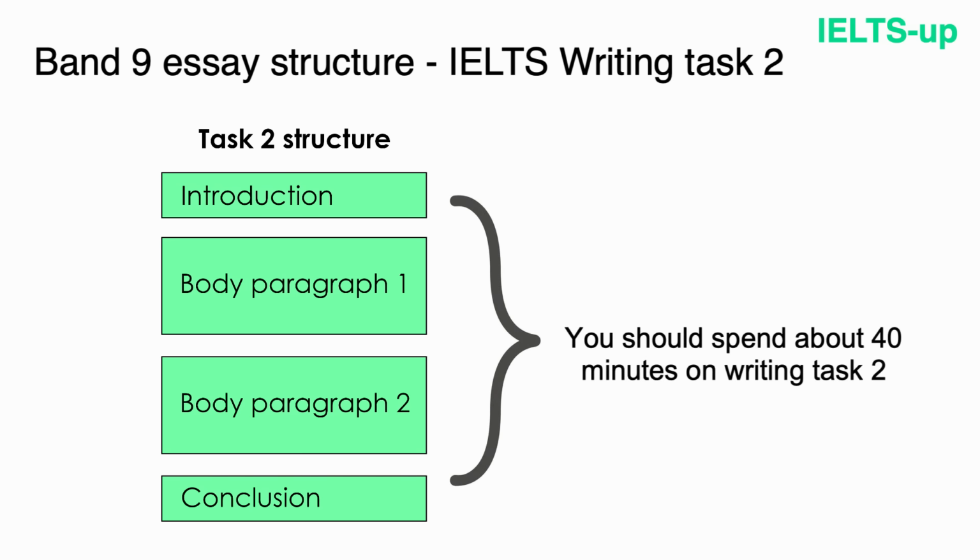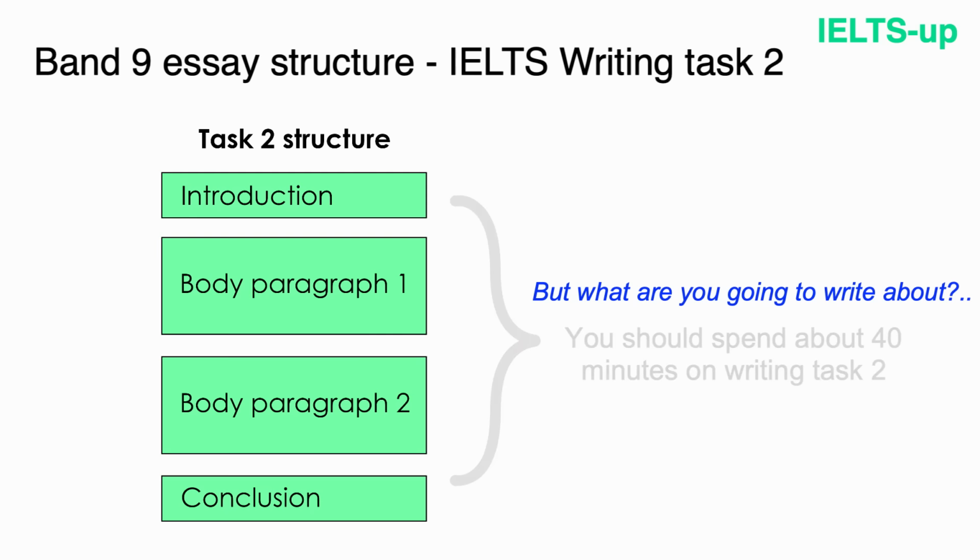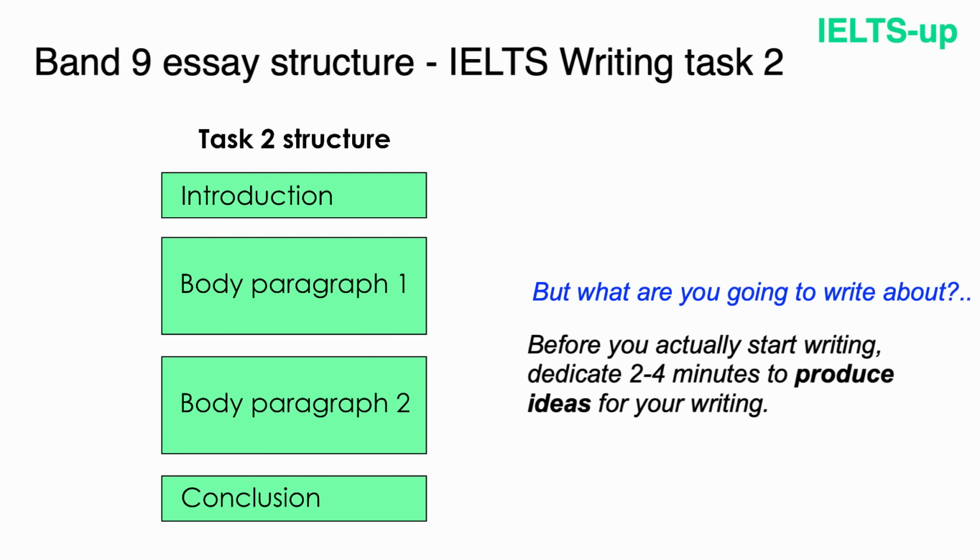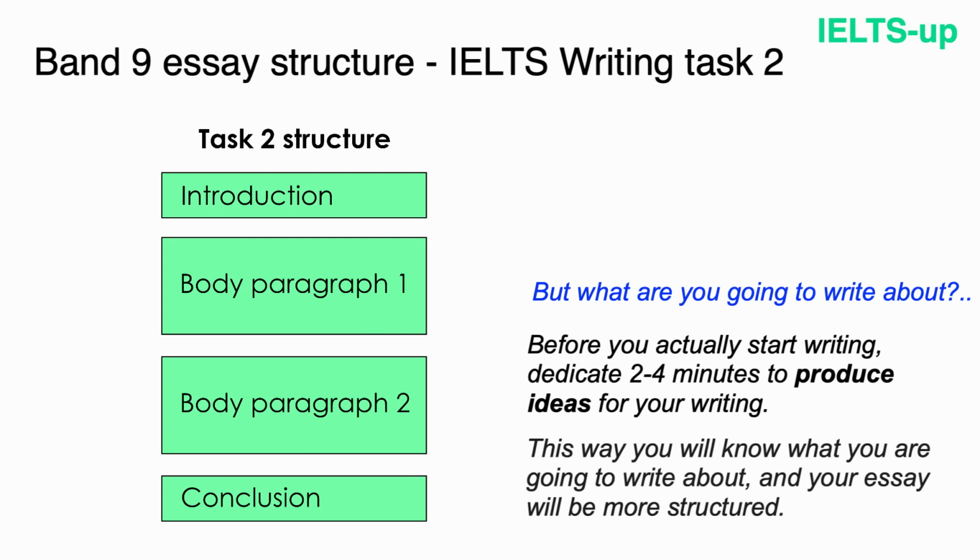You should spend about 14 minutes on writing task 2. Wait, but what are you going to write about? Well, before you actually start writing, you have to dedicate 2 to 4 minutes to produce ideas for your writing. This way, you will know what you are actually going to write about, and your essay will be more structured.